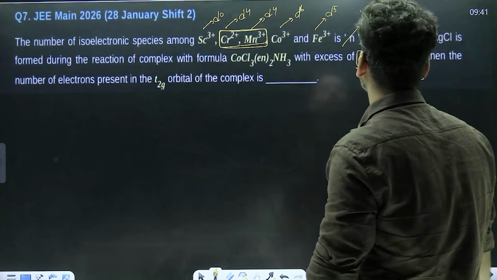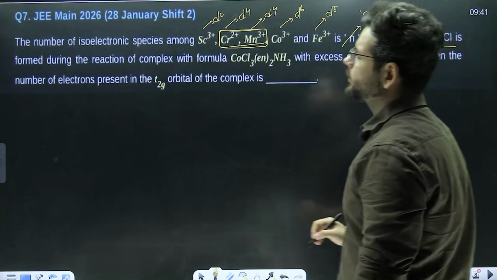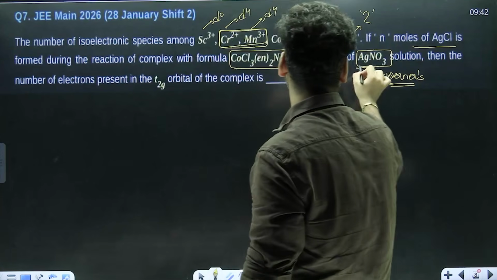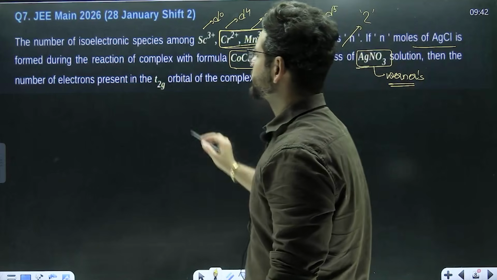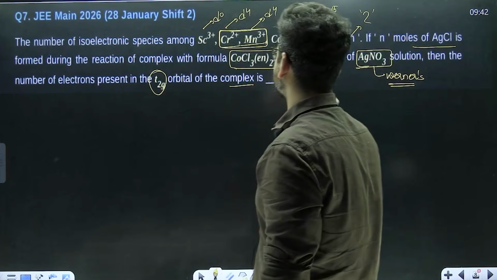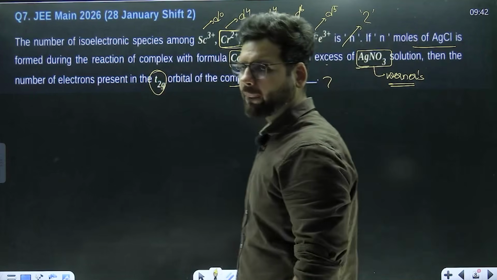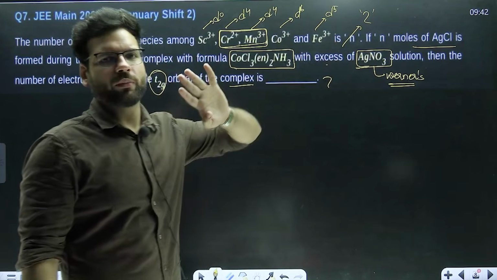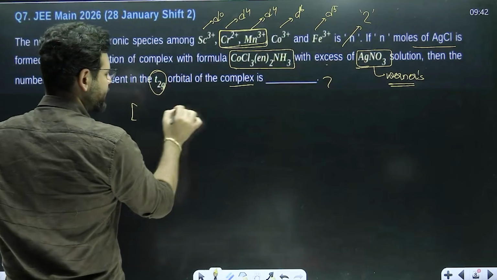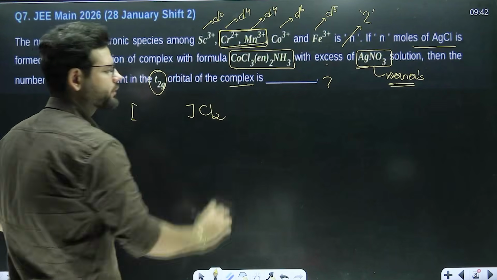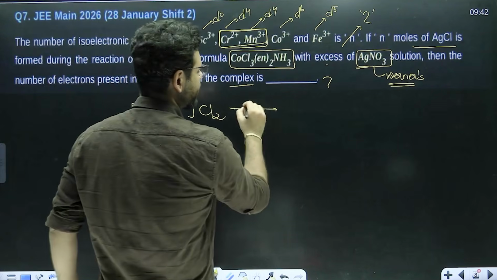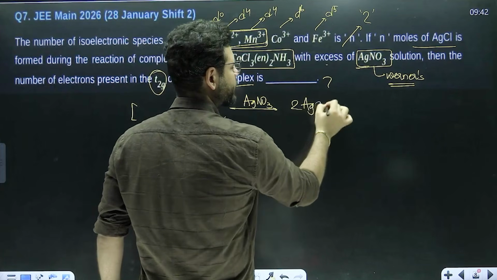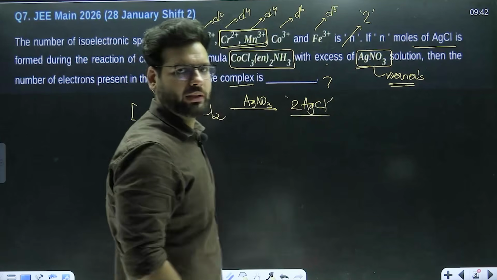If n moles of AgCl are formed during the reaction of this complex with excess AgNO3, then the number of electrons present in t2g orbital of this complex are how many? Okay, nice question again. Read the question once again. 2 moles of AgCl are formed. That means this complex has 2 ionizable chlorides. That is the meaning. When I put it into excess of AgNO3, then these 2 chlorides will precipitate out as 2 moles of AgCl. That's the question.